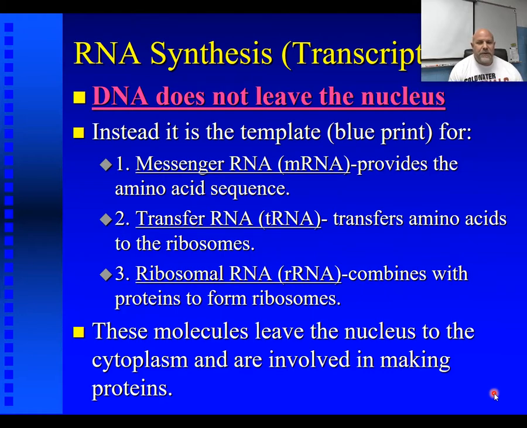And there are a few types of RNA that we're going to make from our DNA. One is messenger RNA, one is transfer RNA, and one is ribosomal RNA. Messenger RNA is going to be involved in carrying messages from the nucleus out to make proteins. Ribosomal RNA is involved in helping make ribosomes, and transfer RNA is going to be involved in translation, which is the process of converting the messenger RNA into a protein amino acid sequence.